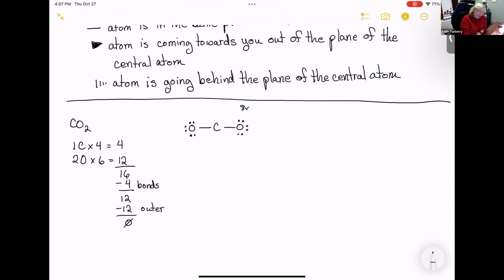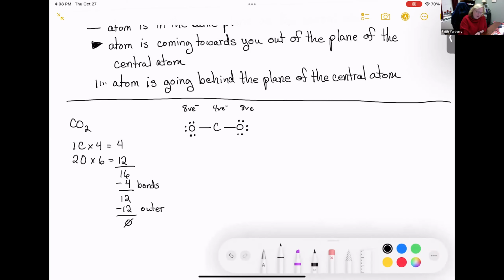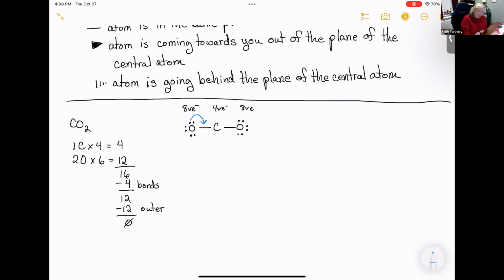Our oxygens do have an octet. They have 6 electrons in the dots and 2 in the bonds. So both of them have an octet. But our carbon currently does not have an octet because it only has 4 valence electrons, because it has only 2 within each of those 2 single bonds. Because a carbon does not have an octet, that means we need to make a multiple bond by sharing a pair of electrons. So we bring in a pair of electrons off of one of our oxygens, and the structure that arises has carbon with a double bond to oxygen and a single bond to oxygen.